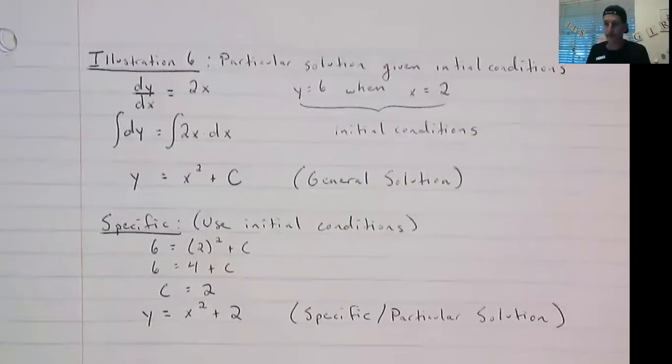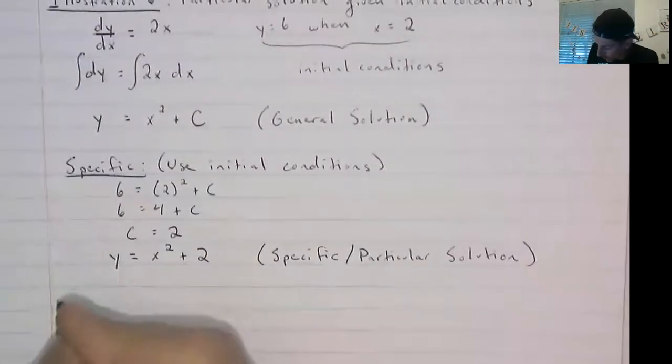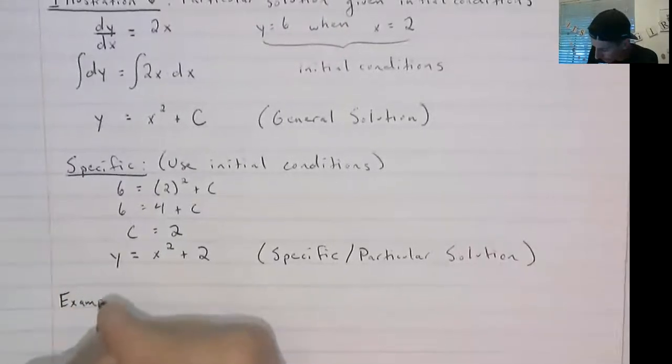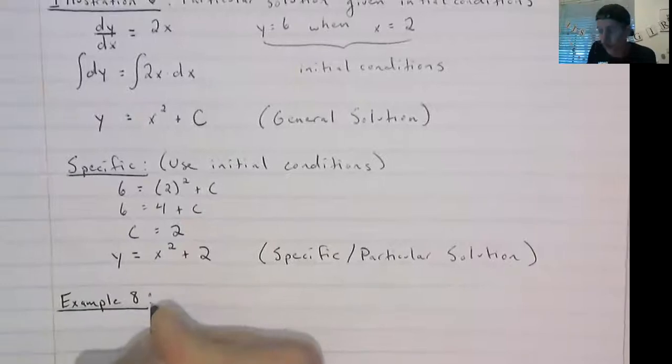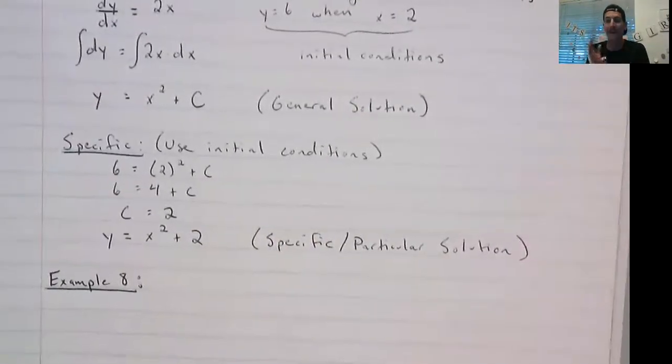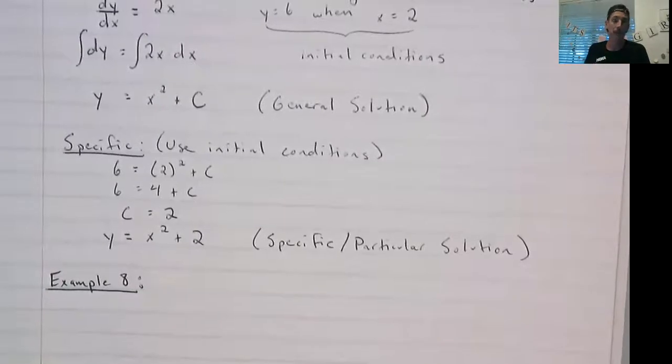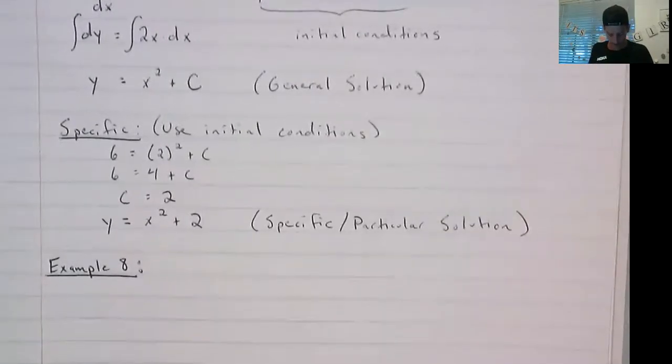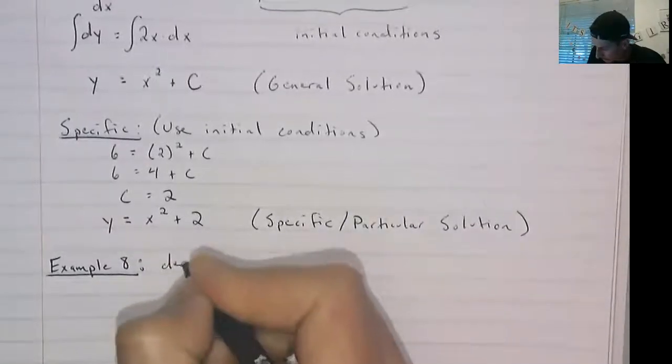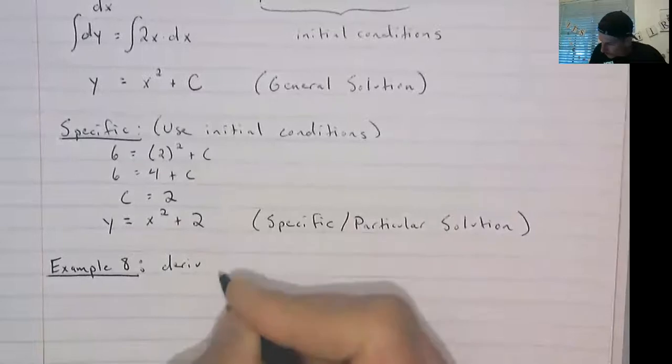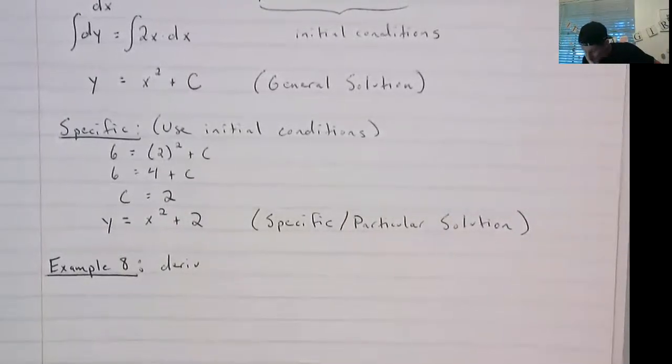Okay, and then final example. And this is actually a full-fledged example, example 8. Same idea. We're going to be given a derivative and some initial conditions, and we're going to want to find the specific or particular antiderivative. Actually, the way it's worded is that at any point x comma y on a particular curve, the tangent line has a slope equal to 4x minus 5. If the curve contains the point (3, 7), find its equation.